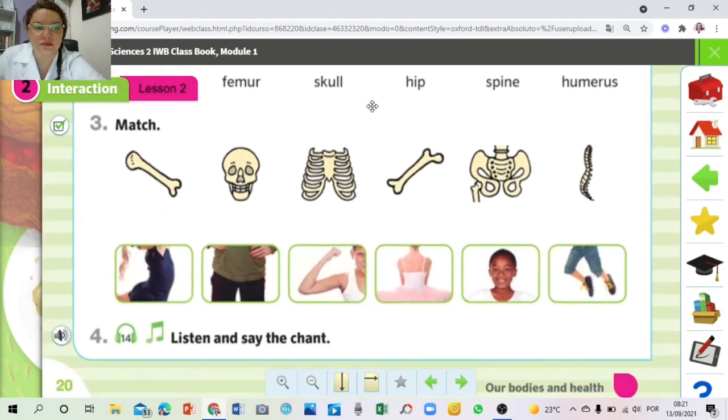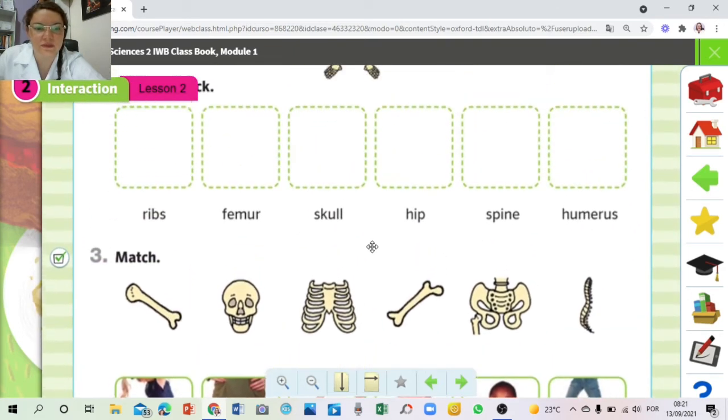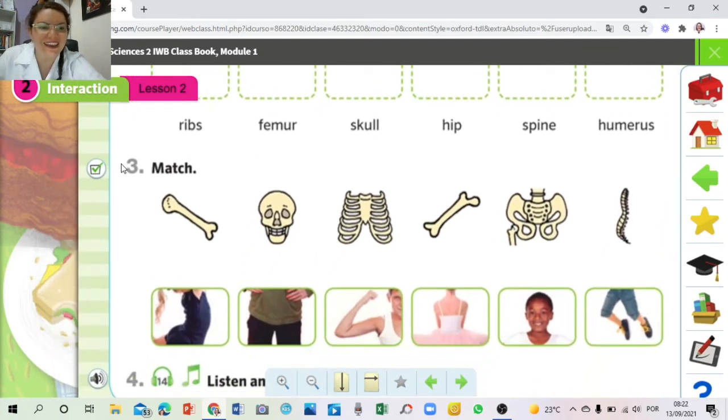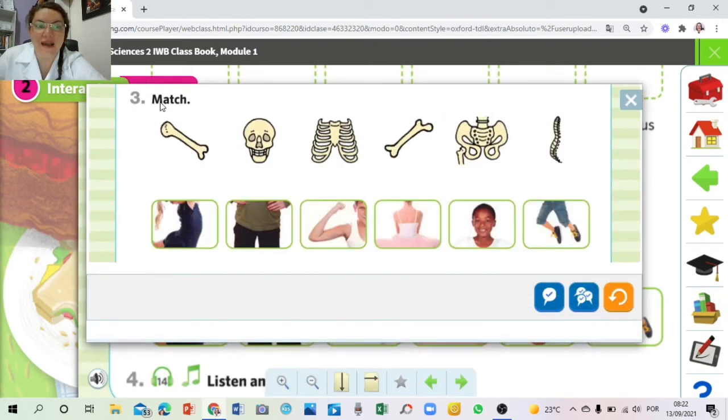Ok? Exercise number three. Match. What's the meaning of match? Já falei mil vezes para vocês. Relacione. That's it. You need to match this part of bones with these pictures. Okay, great. What do you think this bone is? Which picture is this bone?